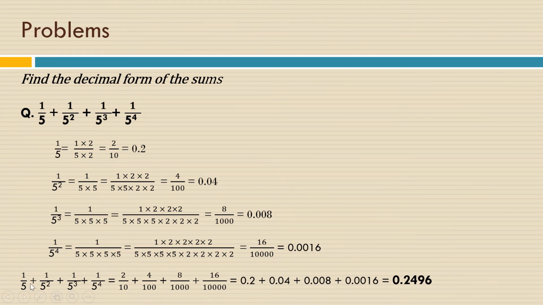Then 1 by 5 plus 1 by 5 square plus 1 by 5 raised to 3 plus 1 by 5 raised to 4 equal to 0.2 plus 0.04 plus 0.008 plus 0.0016 equal to 0.2496.